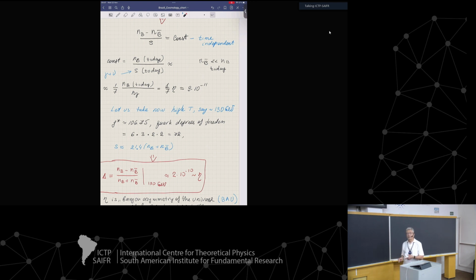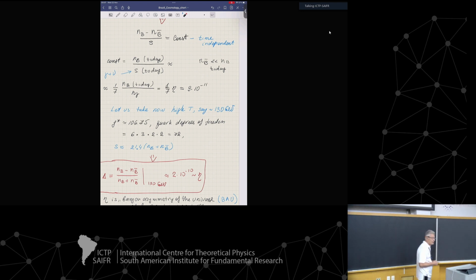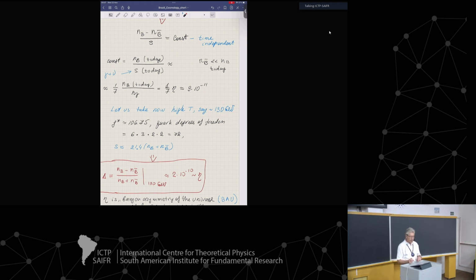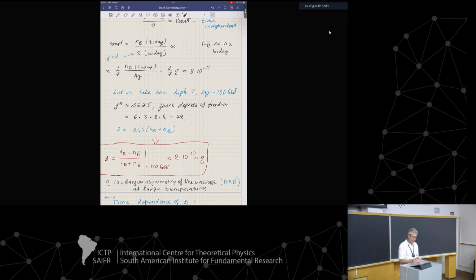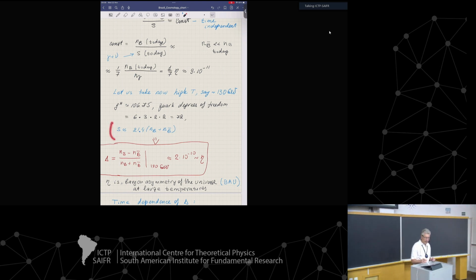Okay, so now let's take a higher temperature. For this temperature, I will take 130 GeV. We will see later why this is an interesting number to consider. If you take this temperature, then we can again compute the entropy because we know the number of degrees of freedom of the standard model. It's about 100. We also know the number of quark degrees of freedom. And what we can do is express the entropy through this combination. So there is some number in front, associated with counting the number of quarks and antiquarks, and the total number of degrees of freedom in the standard model. And so we can write this entropy in this way.